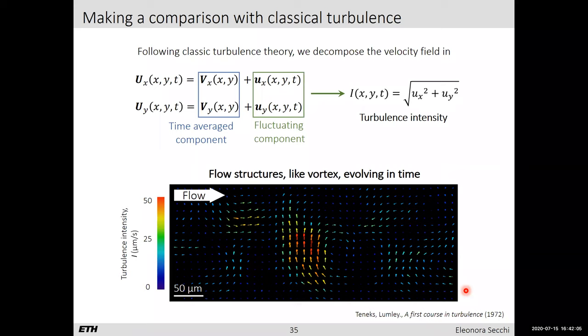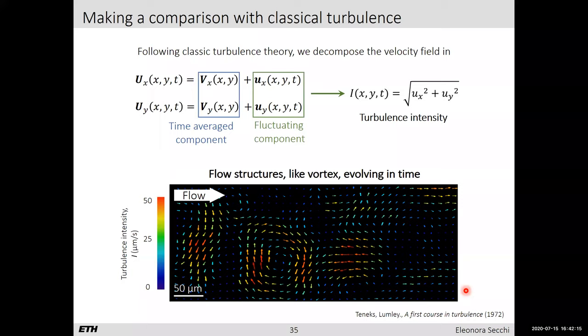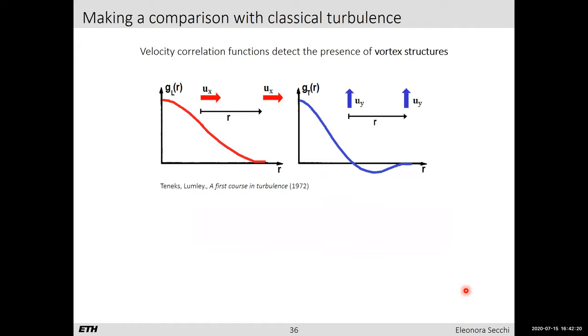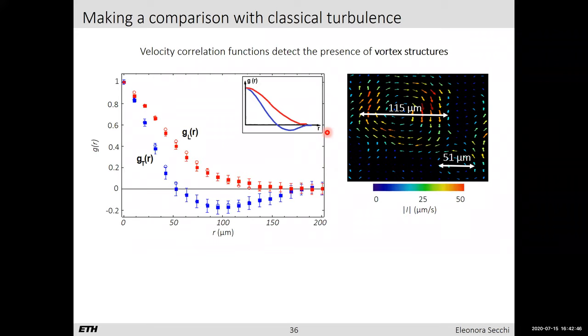Now, if we also look at the direction of the turbulence intensity, we can see jets and vortices as we would expect in the normal turbulence. Again, in classical turbulence, velocity correlation functions are used to detect the presence of vortex structures. And this is the shape that we would expect in classical turbulence for the longitudinal and the transversal velocity correlation function. If we now look at what we get in our system, we see that basically the shape is really, really similar. And so the vortices we were seeing by eye are really visible also in the correlation function.